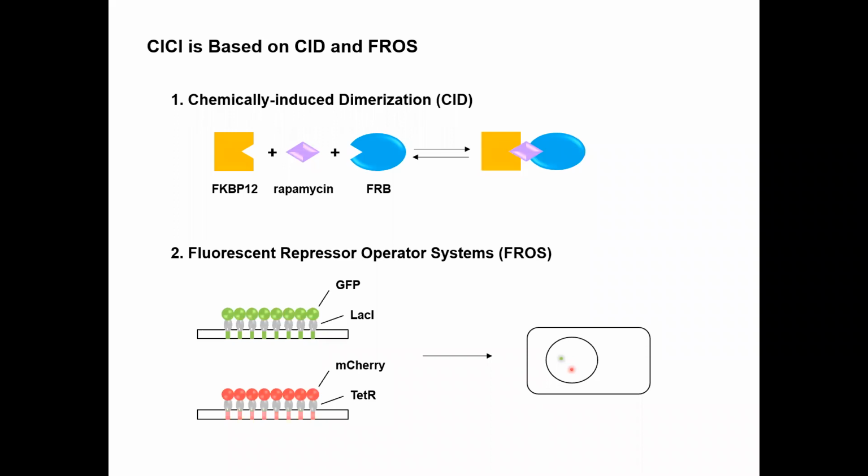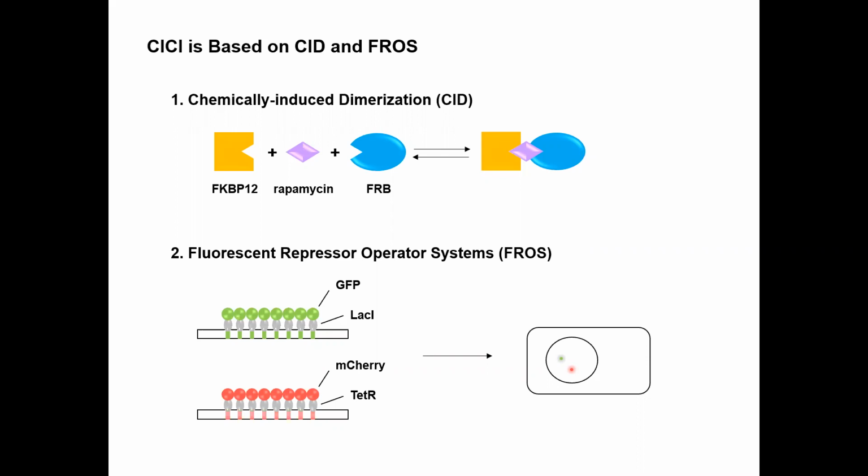So the idea is to integrate a long array of LexA and TetO operators into the genome so that they can recruit a large amount of LexA and TetR onto these chromosomal loci. A very common use of FROS is to label LexA with GFP and TetR with mCherry so that these two chromosome locations appear as a green and a red dot inside the cells. So we can track the movement of these chromosome loci in live cells.